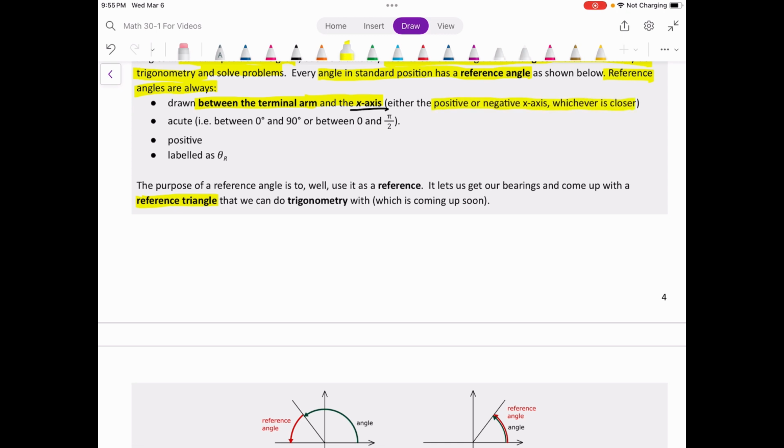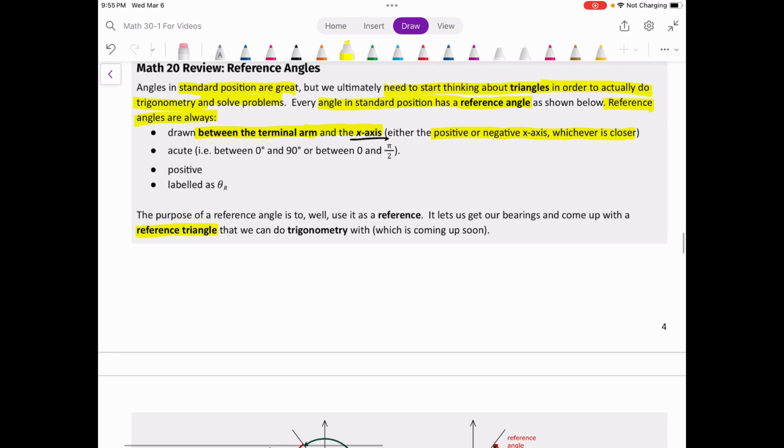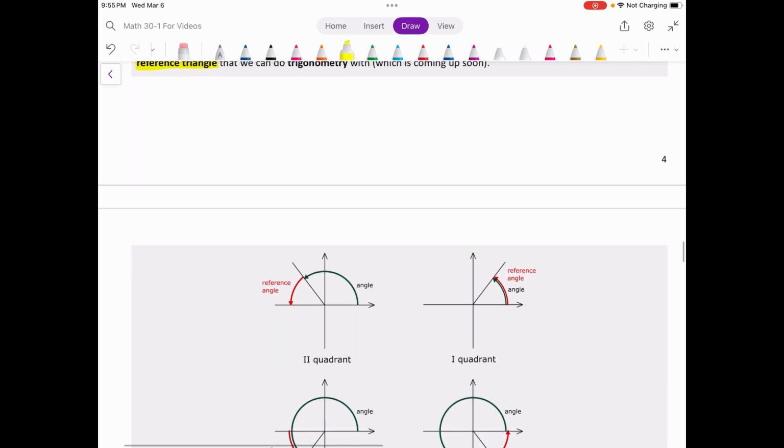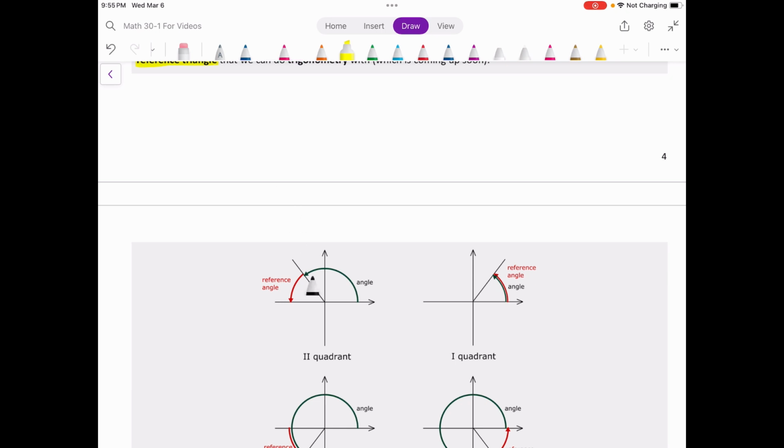We're always just going to be making a less than 90 degree angle here, which brings me to the next point. A reference angle is always acute. It's between 0 and 90 degrees, or now that we know radians, we could say it's between 0 and pi over 2. That doesn't mean it's in the first quadrant. It just means the angle we draw in as our reference angle, just to show you what I mean, is always an angle that's less than 90.